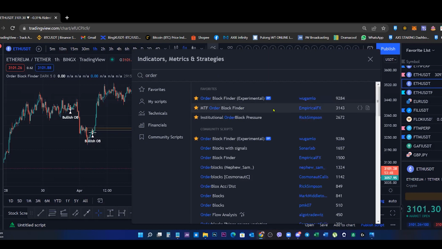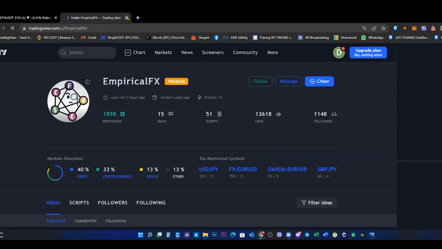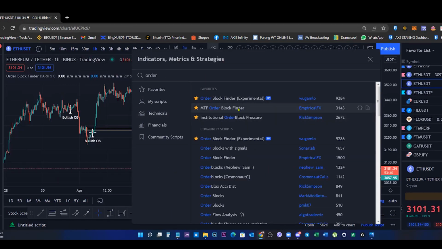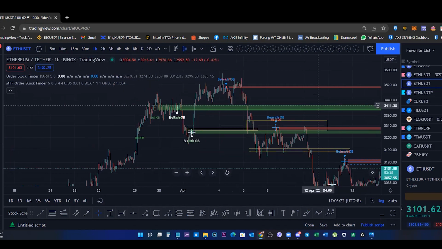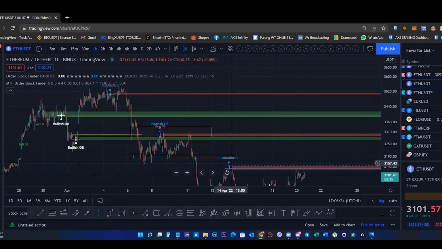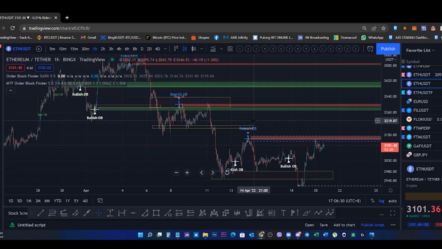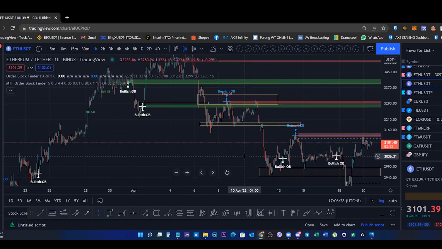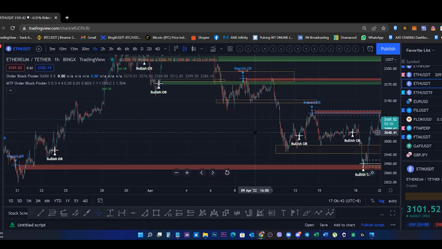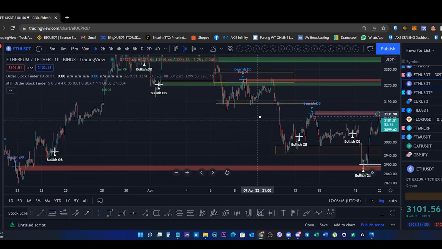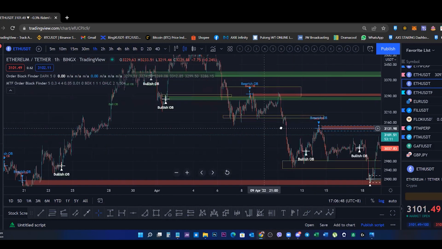Another indicator is still order block. Okay, MTF order block finder by Empirical FX. Okay, so this one, I'll just click it, and it will make a line for your order block. So this will be easier for you, and then you can just add your other trading strategy on this order block or other confluence. Some are using volumes. Okay, for the smart money, they are just using the volume. But if you are a retail trader and you have some other indicator, you can use it as well.